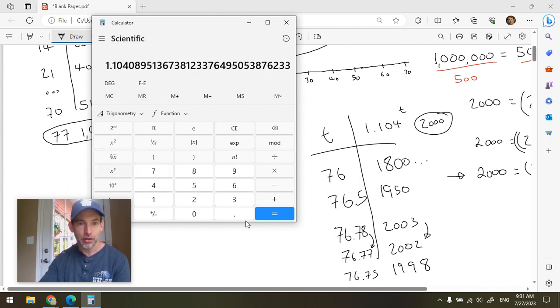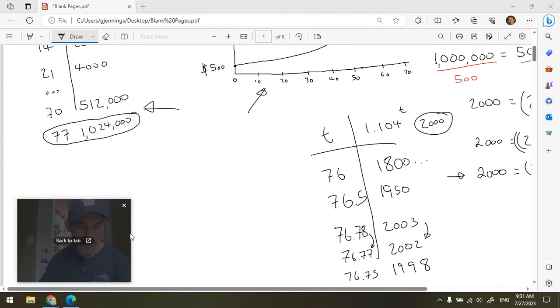Memory recall raised to the power 76.765 equals. Okay, we're a little heavy now. Okay, so clear. Memory recall raised to the power 76.763. 76.762 looks like. There. Oh, I cleared the memory. Anyway, you got the idea.